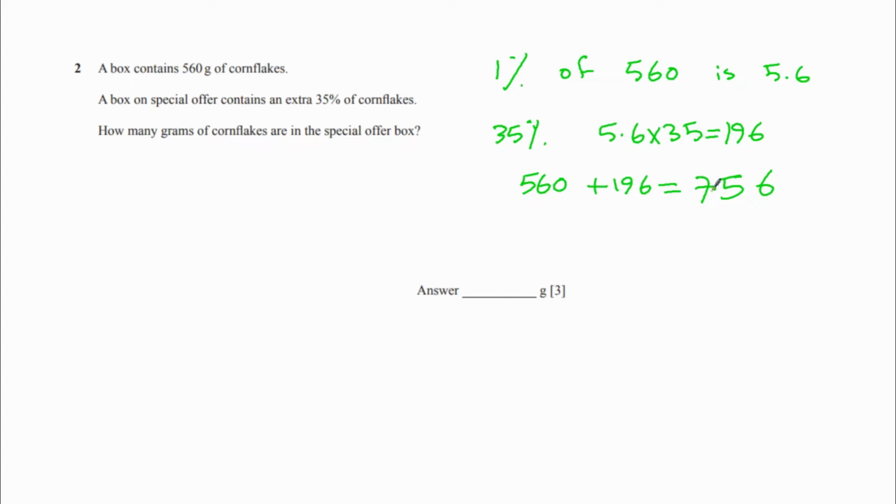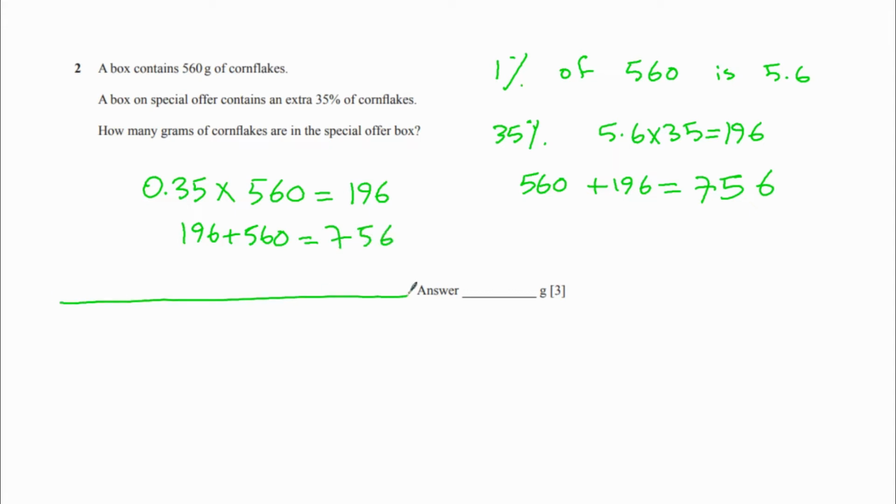Another way is that 35% is 0.35 times whatever the value is, 560, which still gives us 196. And then you again do 196 plus 560, the original value, which gives 756. The final method is that if you want to add 35% to a specific number, which is 560 in this case, we can just directly say 560 times 1.35, and that would be 756. In this case, this is the extra 35%, and this 1 represents the original value of the 560. So really we are doing all of that in one operation. So the answer in here is 756.